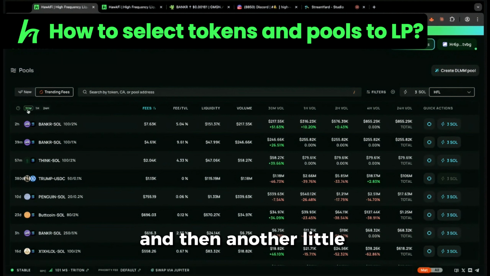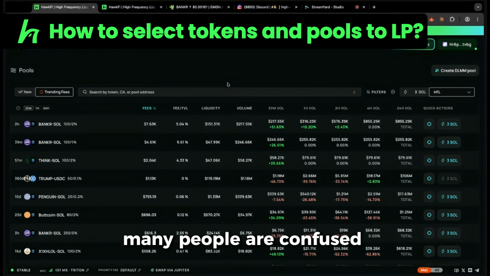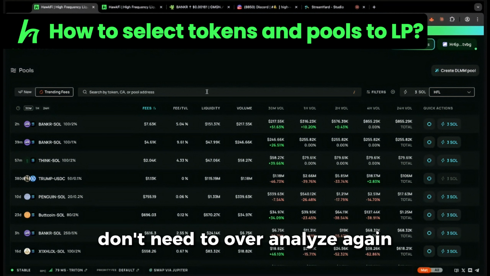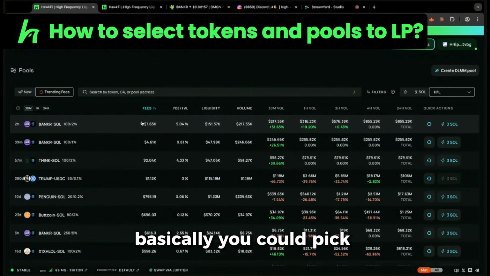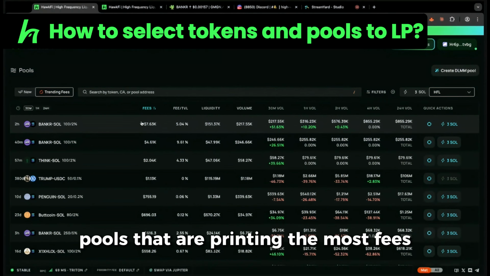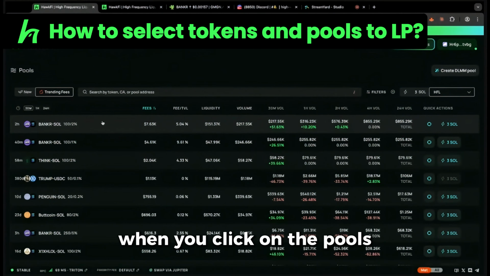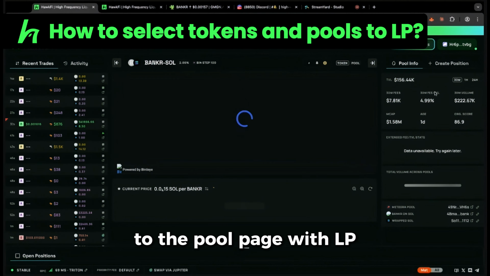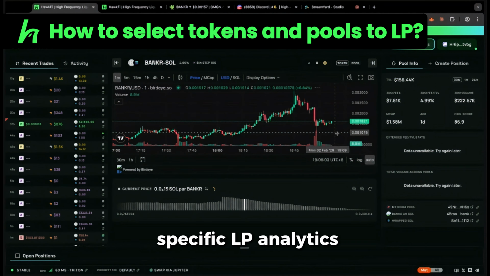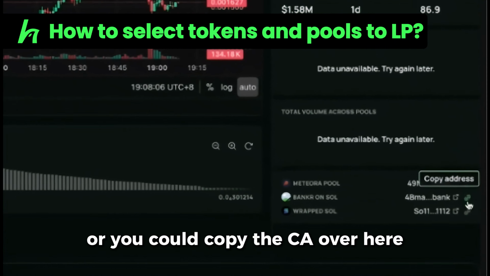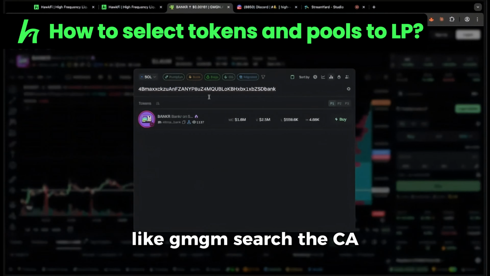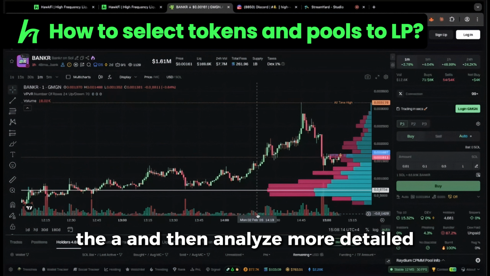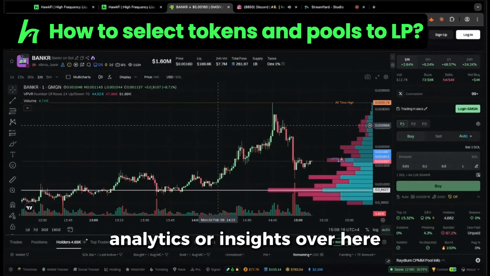And then another little alpha over here is that many people are confused which pools to enter. The good thing is you don't need to overanalyze, again, because HawkFi already sorts them by top fee generating pools. Basically, you could pick pools that are printing the most fees. When you click on the pools, you could go straight to the pool page with LP specific analytics, or you could copy the CA over here and go to other terminals like GMGN, search the CA, and then analyze more detailed analytics or insights over here.